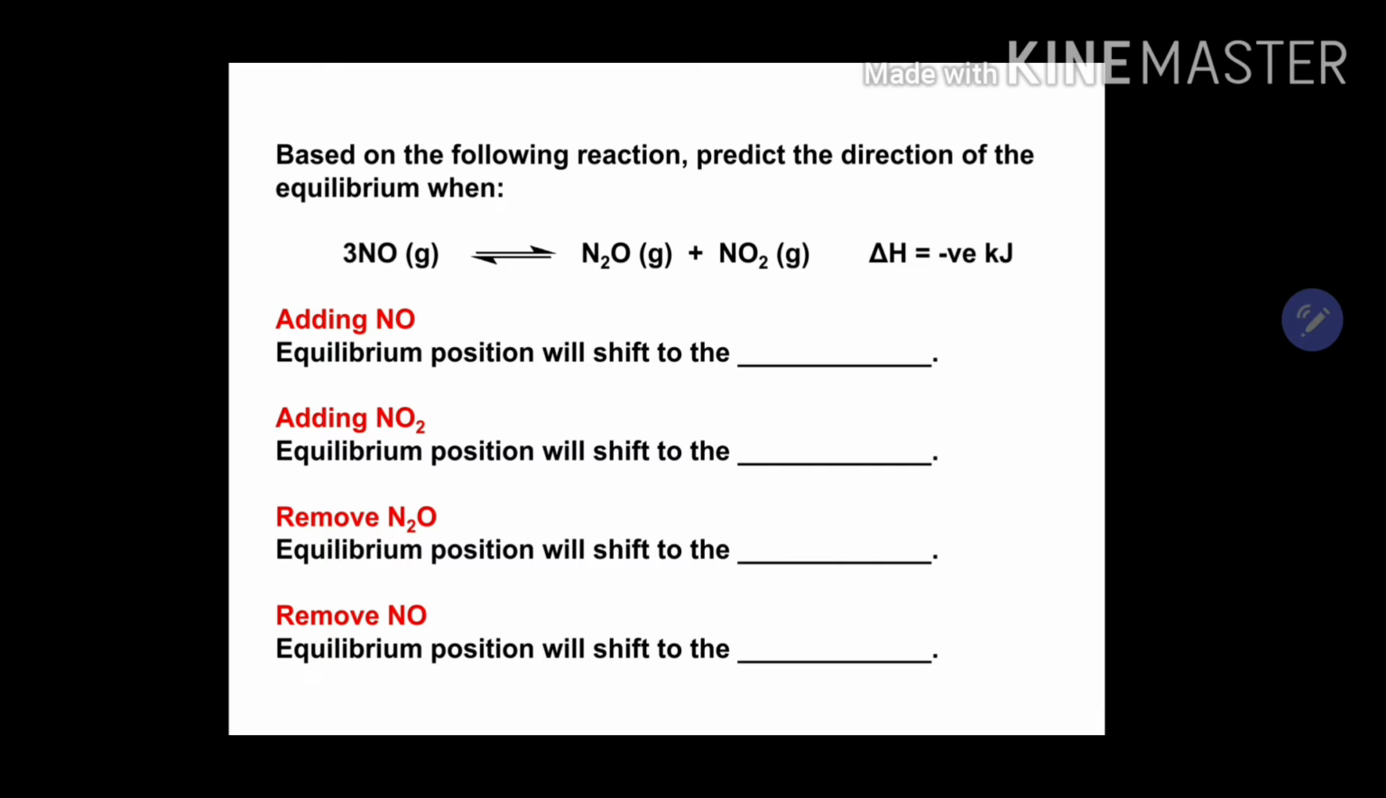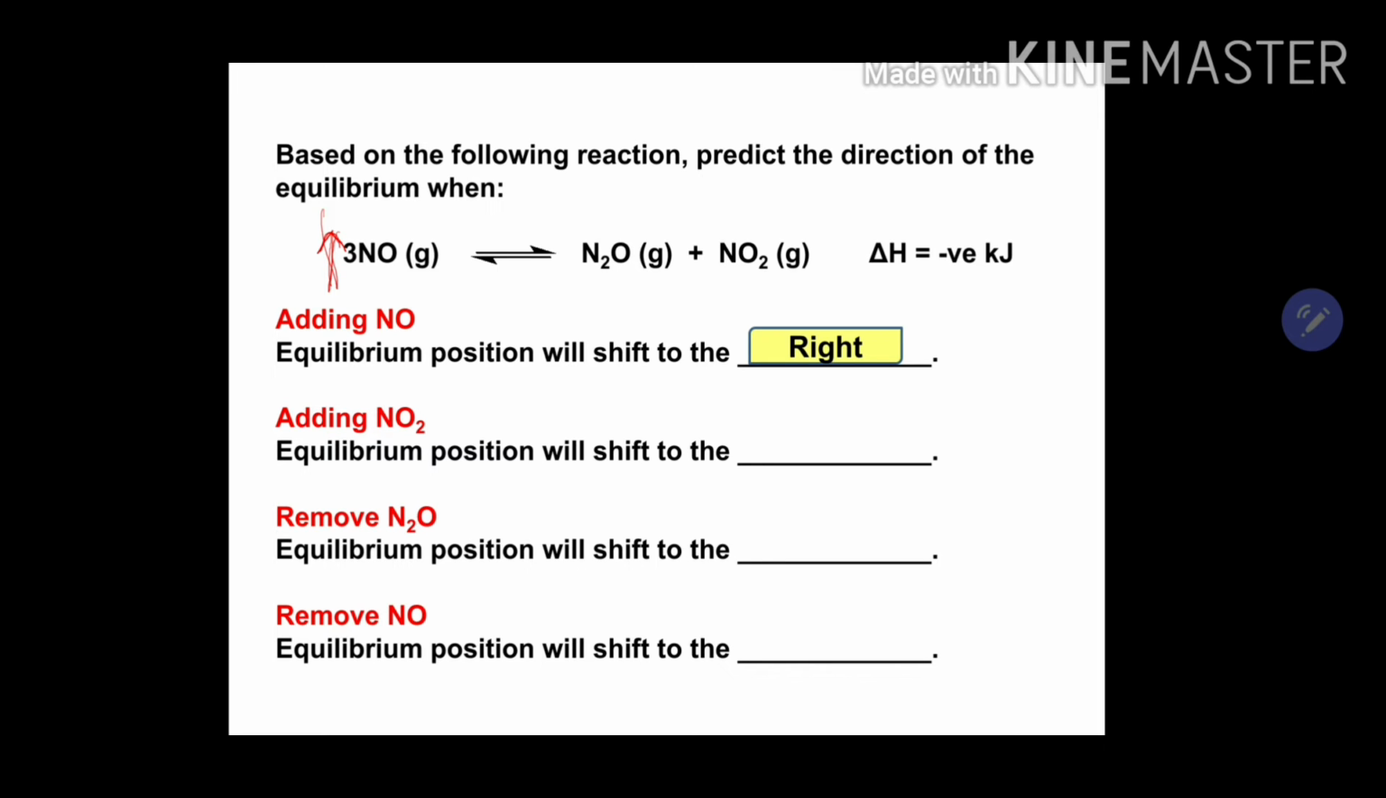Based on the following reaction, predict the direction of the equilibrium when the first one is adding NO. So what happens when you add NO? The concentration of NO, of course, will be increased because we add NO. The increase of NO is the disturbance in the system. So the equilibrium will re-establish to decrease the amount of NO, decreasing back the amount of NO added. So the equilibrium position will shift to the right.